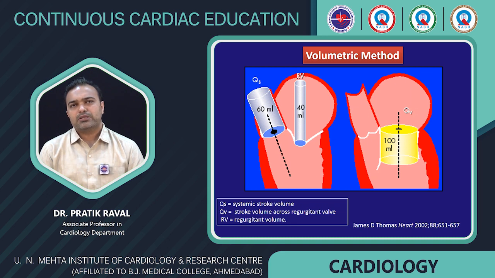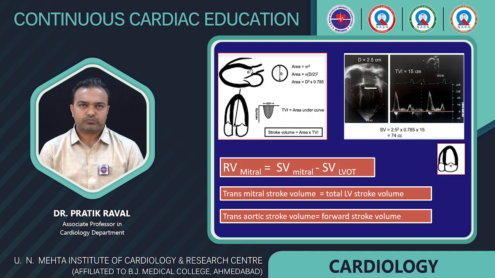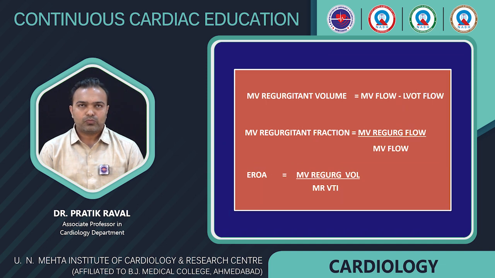So according to this principle, if we measure flow through two valves and we subtract one from the other, we can get the regurgitant volume. So in assessment of MR, we measure the transmitral flow, which is the transmitral stroke volume, and LVOT flow, which is the transaortic stroke volume, and the difference between the two gives us the regurgitant volume through the mitral valve. So once we get the regurgitant volume, we can calculate the regurgitant fraction as well as ERO area.